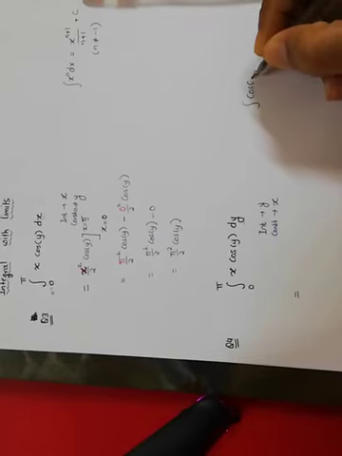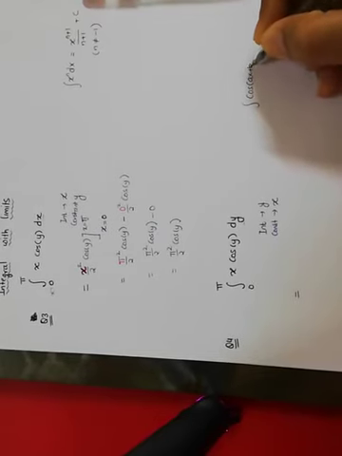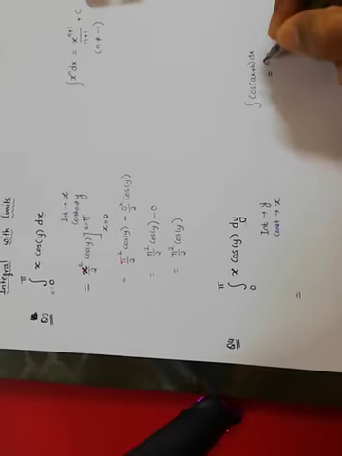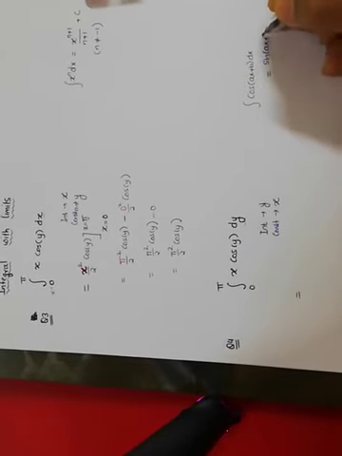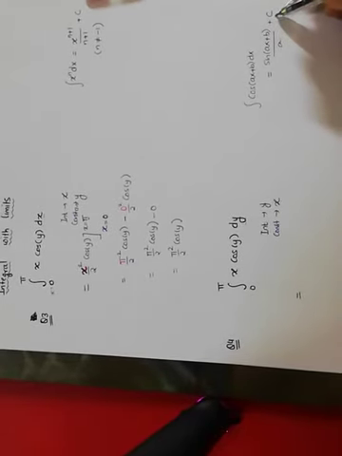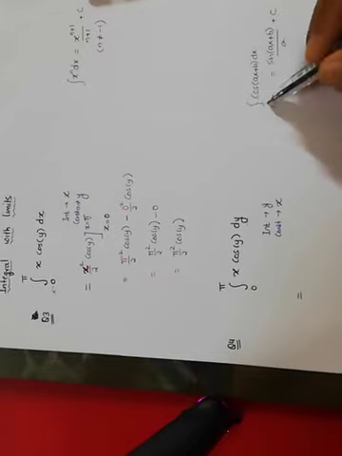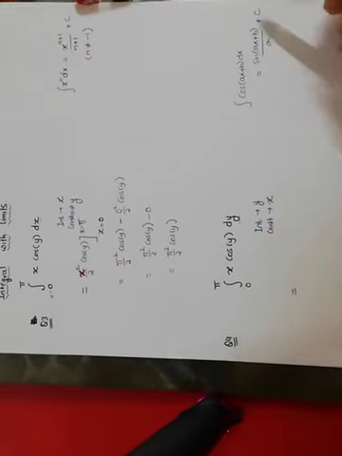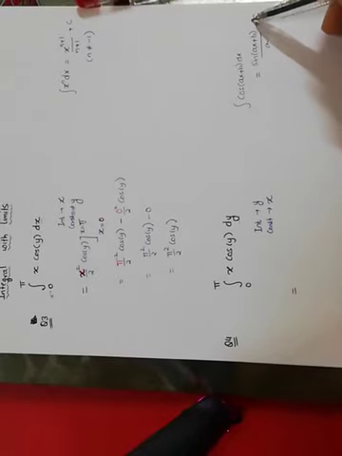Integration of cosine of ax plus b dx gives you sine of ax plus b over a plus c, the constant of integration. We add the constant of integration for the case of indefinite integrals. So here it is a definite integral, so we no longer add the constant of integration.